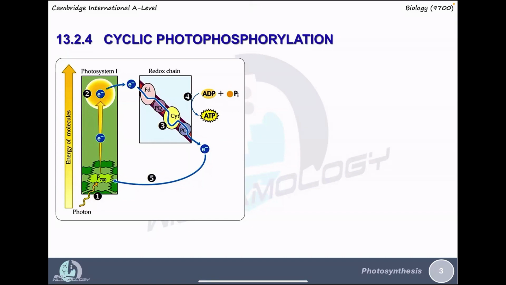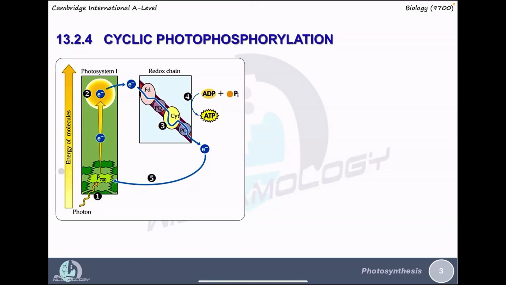Cyclic photophosphorylation. The word cyclic here refers to the electron flow. In these reactions, the electron donor is the reaction center of photosystem 1, which is P700, and the final electron acceptor is again P700, the reaction center of photosystem 1. So the entire flow of electrons is in cyclic mode.